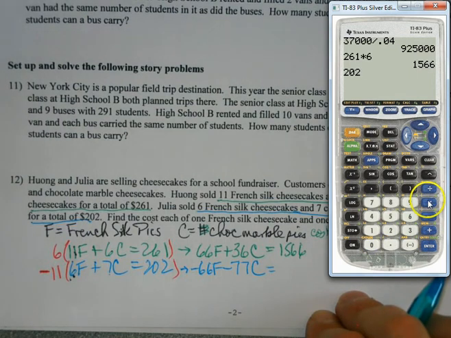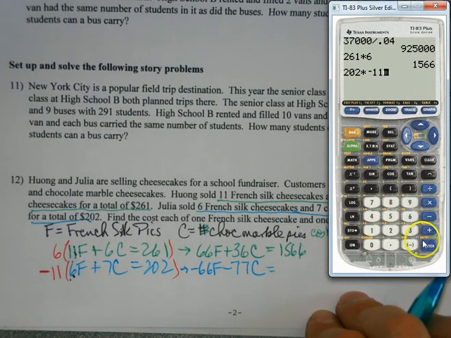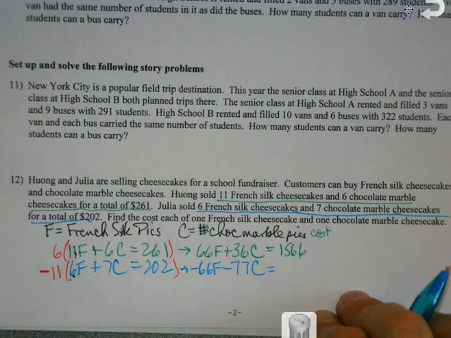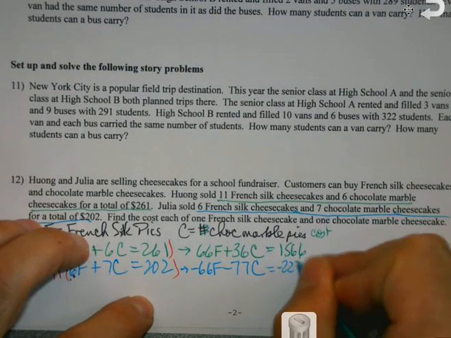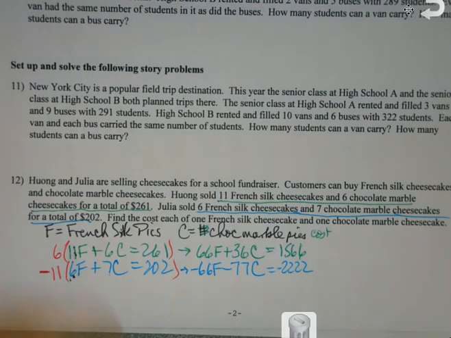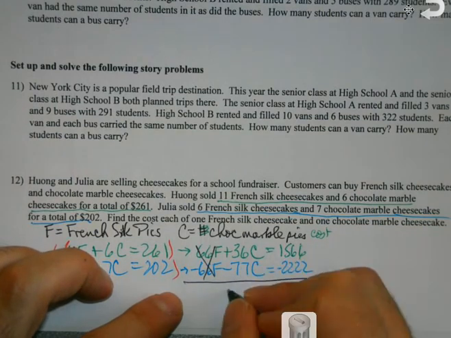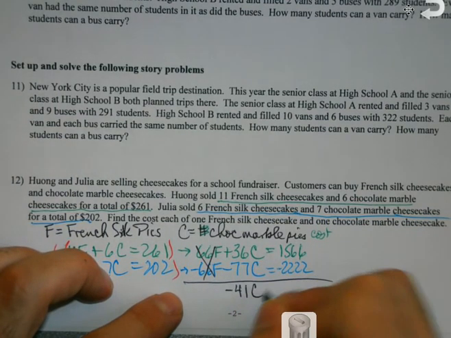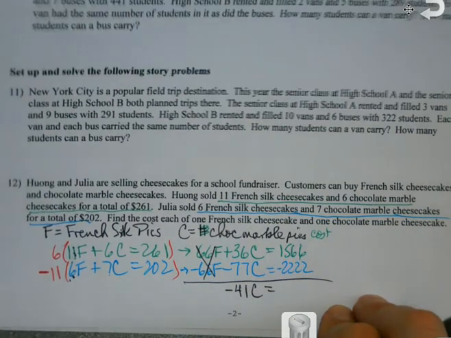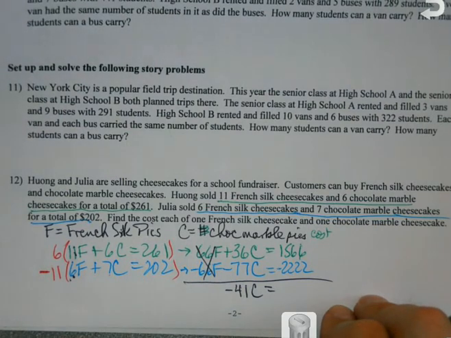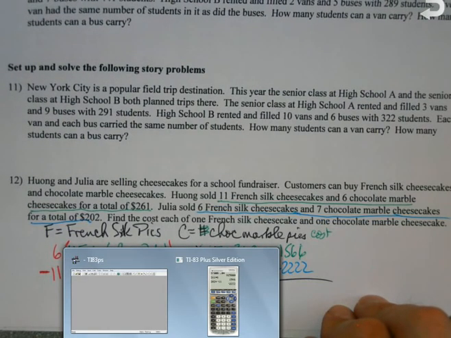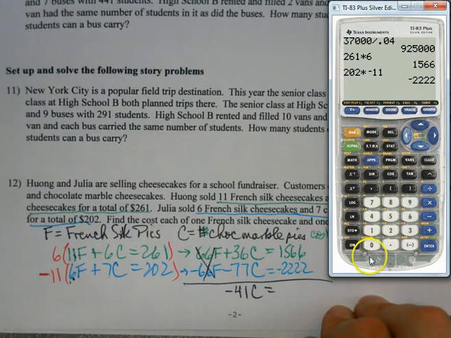202 times negative 11. Oh, twos. All right, so negative 2222. All right, let's see what we got here. Add down, goodbye F's. Negative 41C. Oh, I put the calculator away a little too quickly there. If I can get it back up, there we go.